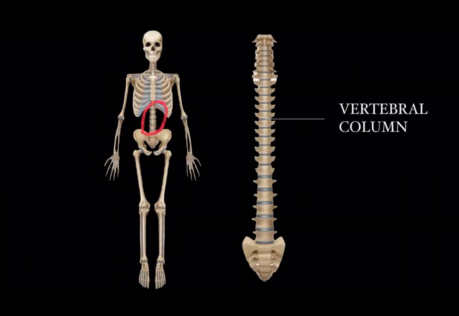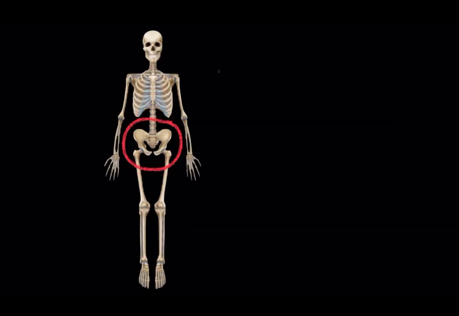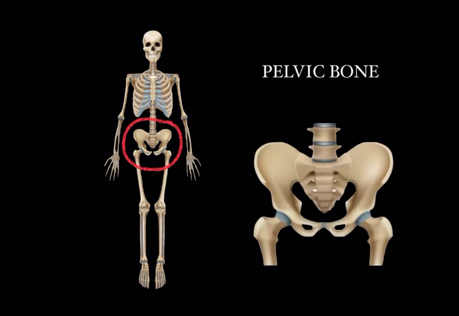Next is the vertebral column. The vertebral column is also known as the backbone or the spine. The vertebral column consists of 5 segments of bone altogether to form the 33 vertebrae. The pelvic or the hip bone. The pelvic bone consists of 3 types of bone, the ilium, ischium, and pubis. These 3 together fuse to form the pelvis.